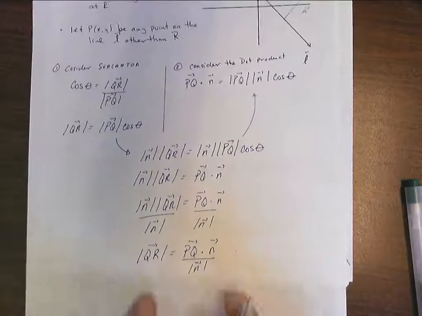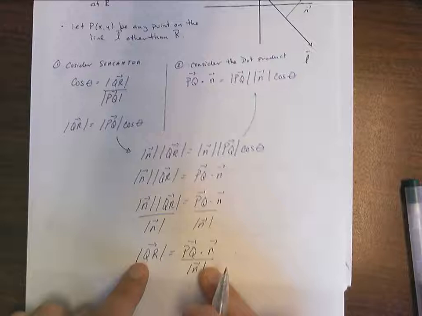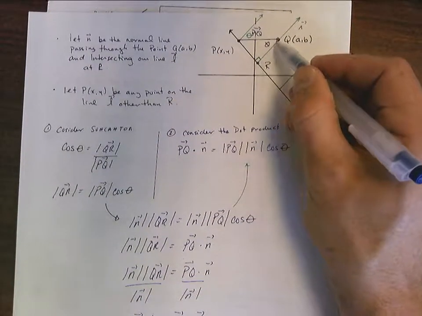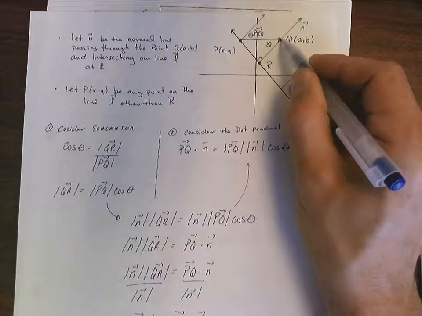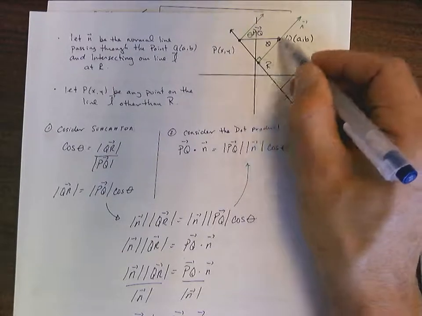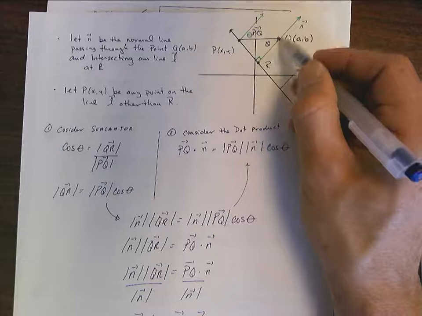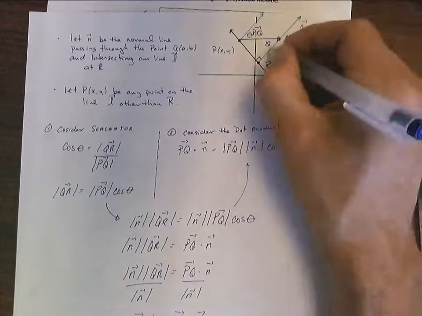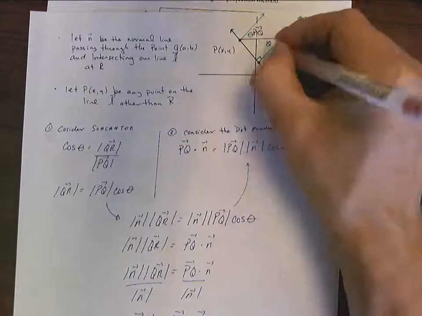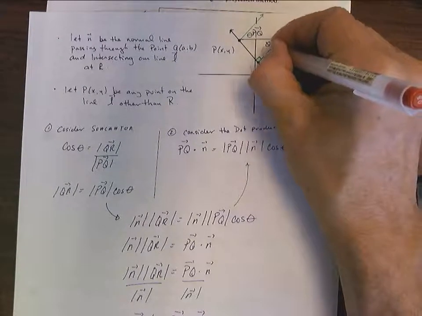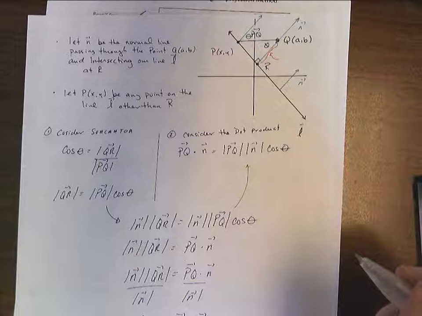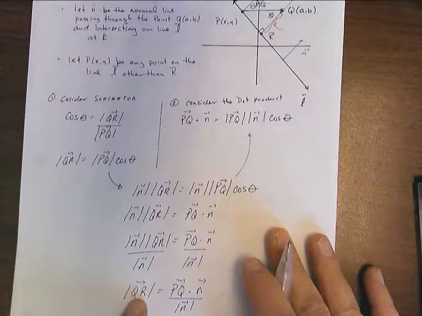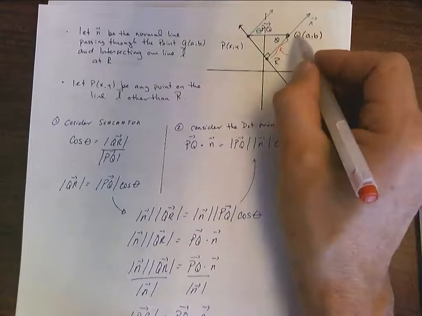Okay, so we've developed this. What is this? Well, QR, remember, is this distance. And this distance is the shortest distance from this point to this line because it's the perpendicular distance. Any other distance, if I come off that perpendicular, is going to be longer than that. This is the shortest distance. This right here is the shortest distance between Q and the line.